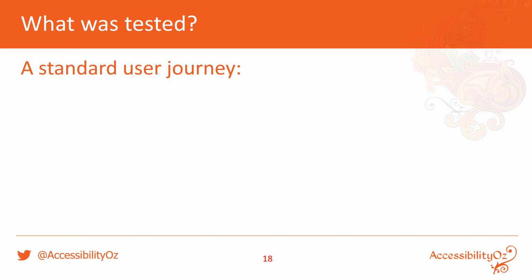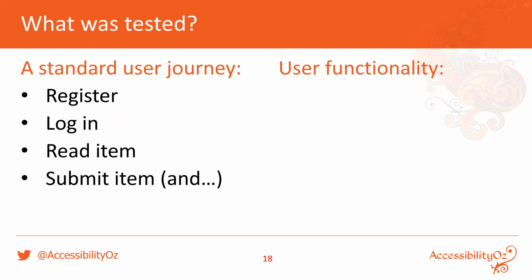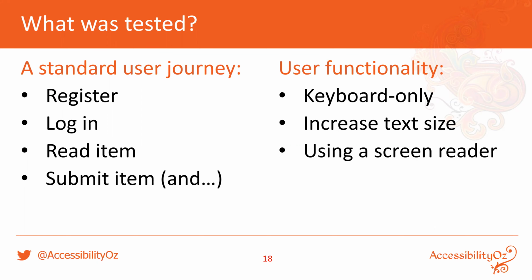On each social media network, we tested a standard user journey, which is registering, logging in, reading an item, submitting an item, and submitting an item with accessibility features, if those accessibility features exist. We also tested user functionality, which is using it with the keyboard only, increasing text size, and using a screen reader. And Raf, who is on this webinar today, is our expert screen reader user.